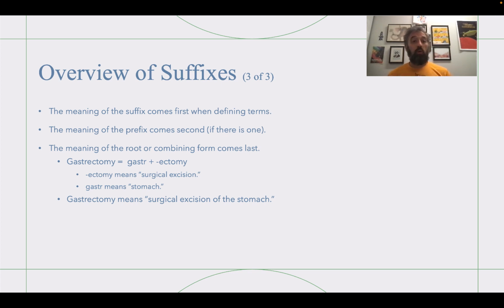When you're looking at the meaning of a word, the meaning of the suffix comes first when you're defining the actual term, then the meaning of the prefix, and then the meaning of the actual root or combining form. So if we look at gastrectomy, then you would read it as surgical excision, removal of the stomach. Gastrectomy. So it's the surgical excision of the stomach. That's the order that you end up doing it. You say what the suffix is first, and then you say whatever else is after that.